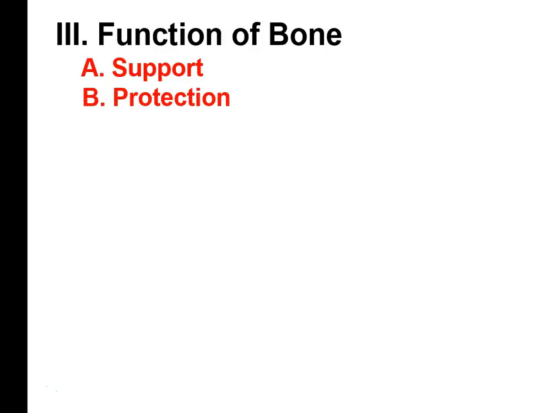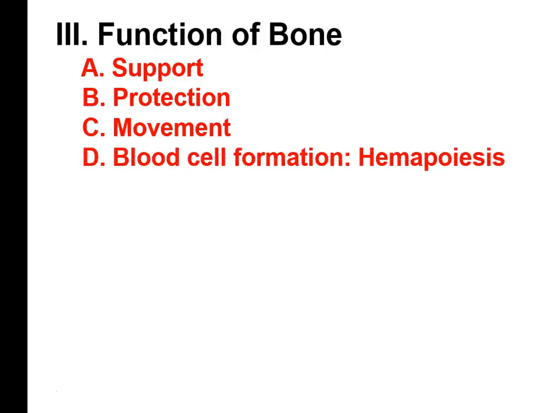It also offers protection. Think about the heart behind the sternum, the brain in the cranial cavity, the pelvic organs in the pelvis. These all provide protection for the organs underneath. Movement. Muscles are attached to bones, and muscles actually pull on bones to give us our locomotion and our movements that help us to manipulate our environment. So bone functions along with muscle to give us movement.